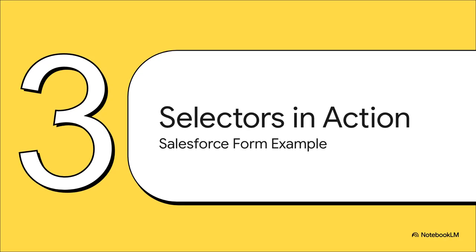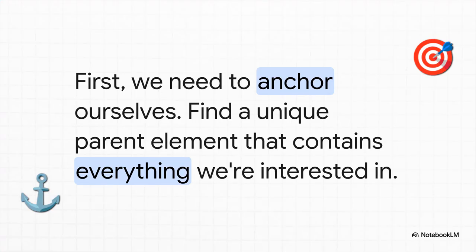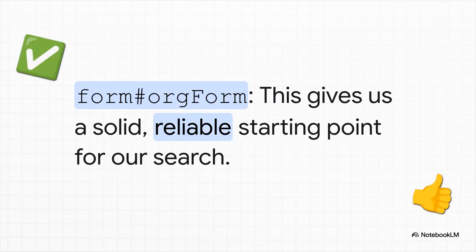Okay, theory is one thing, but let's get our hands dirty and see how this actually works in the wild. We're going to use a Salesforce developer sign-up form to build a selector, piece by piece, and see these tools in action. Step one in any good CSS selector strategy is to find an anchor. We need to find a unique parent element that holds all the stuff we care about to narrow our focus. And in this case, we're in luck. There's a form with the ID orgform. Using form#orgform gives us a super solid, reliable starting point. The entire form is now our playground.